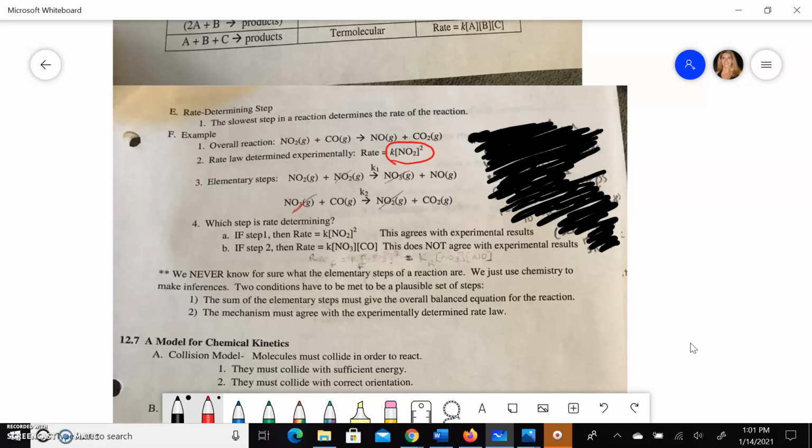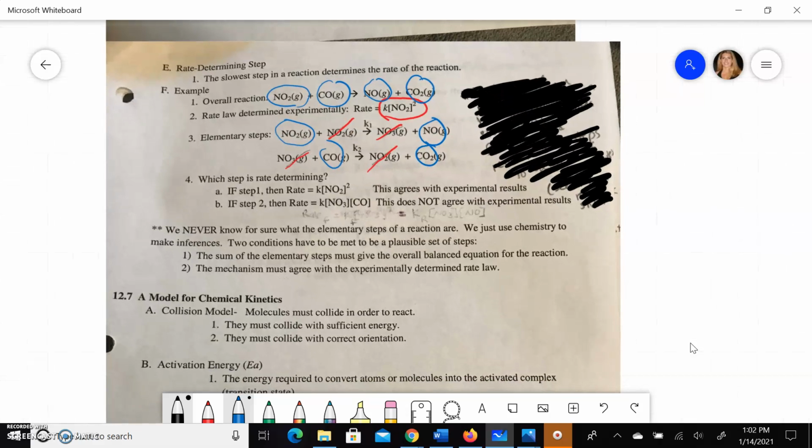So notice that I crossed off NO3 because it's on the left here and it's on the right here. I crossed off one of the NO2s because it's here and here. And so what we're left with is one NO2 on the left, one CO on the left, one NO on the right, and one CO2 on the right. And so when you add up those two equations, you're going to get that overall reaction. So it does fit the first requirement, that they must add up to give the overall reaction.